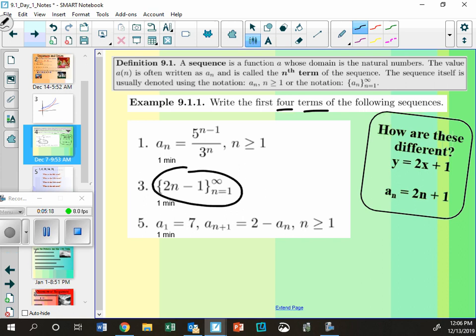Okay, so we're going to put in a 1. And do you get that that is 2 minus 1, which is 1? Very good. Then we're going to put in 2. And that's going to be 4 minus 1, which is 3. And then we're going to put in 3, which is 6 minus 1, which is 5. Oh my gosh, what have we got there? A fancy way to write the odd numbers.